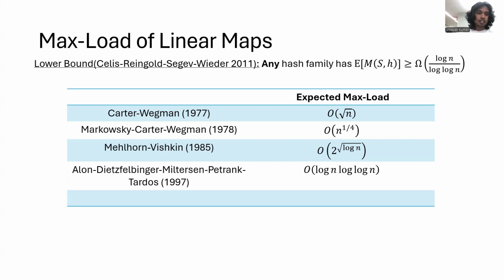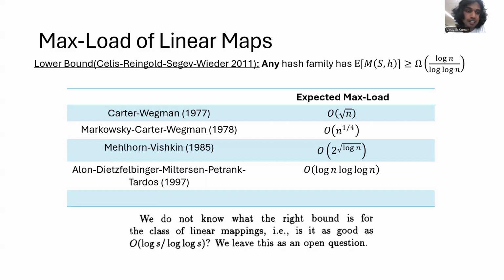And then finally, in 1997, Alon, Dietzfelbinger, Miltersen, Petrank, and Tardos showed something very small, just a log n times log log n max load. At this point, one probably is asking, can we get optimal? We're awfully close to log n over log log n. Indeed, this question was also asked by Alon et al. What is the right bound?